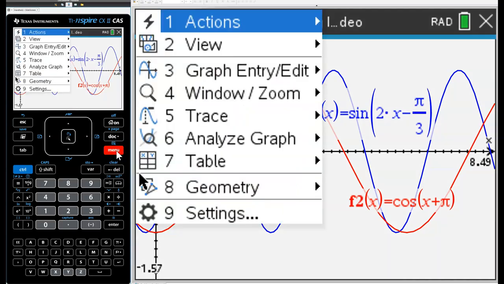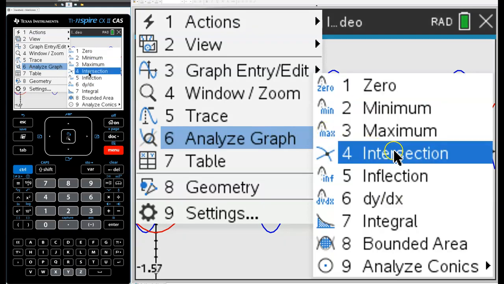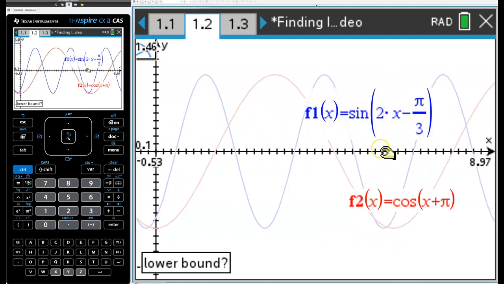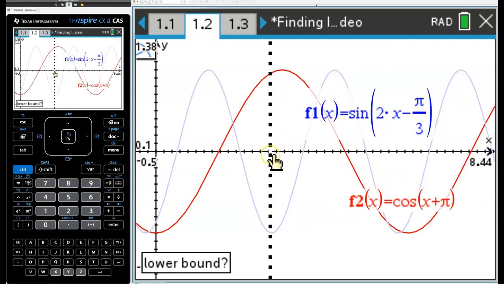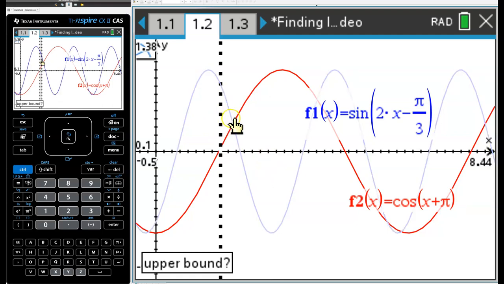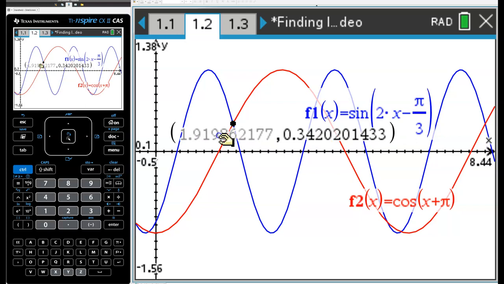Here's how we do this, and it's similar to the last video. We're going to go Menu, Analyze Graph, and instead of a zero, this time I'm going to find the intersection of these two functions. Looks like I was grabbing the axis there. Okay, I'm going to select the lower bound, and as soon as I drag it across, you'll see a solution there: 1.919, or 1.92 if we round correctly. Okay, so there's one intersection.